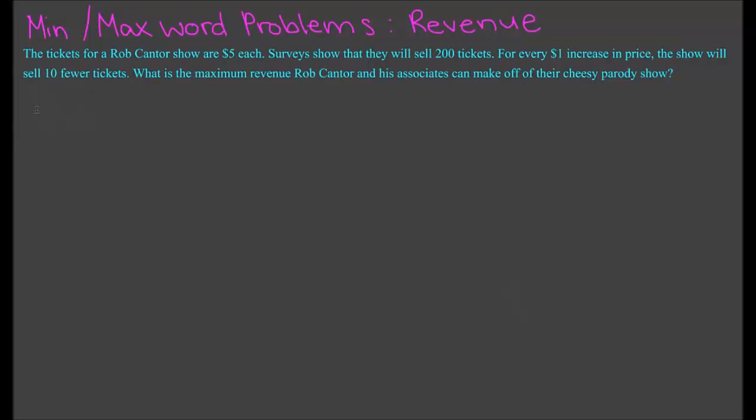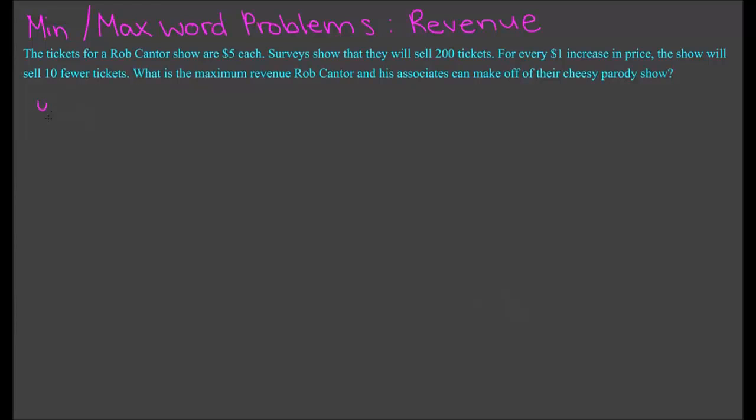The tickets for a Rob Cantor show are $5 each. Surveys show that they will sell 350 tickets. For every $1 increase in price, the show will sell 10 fewer tickets. What is the maximum revenue Rob Cantor and his associates can make off their cheesy parody show?